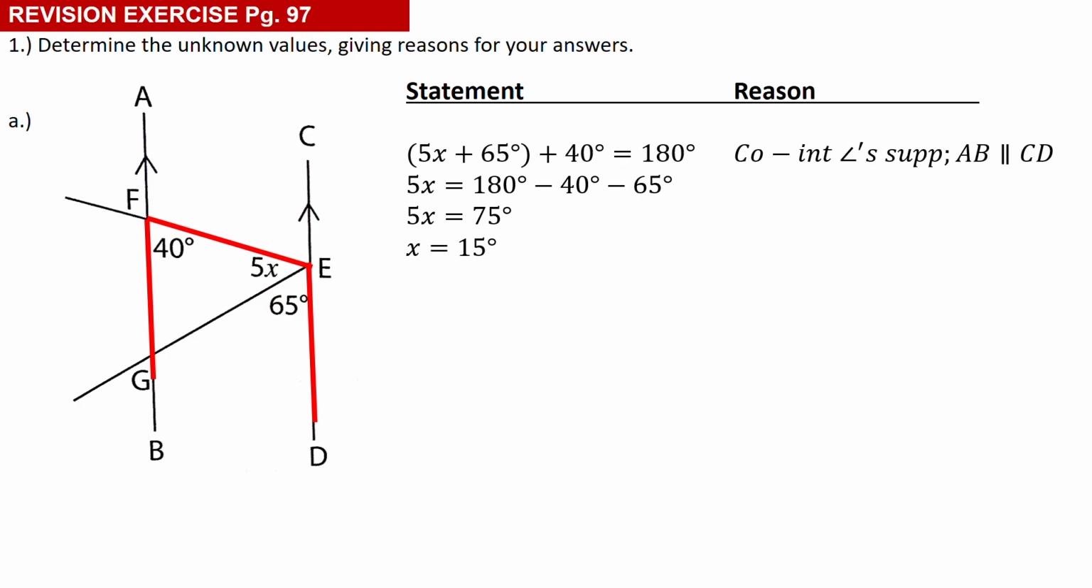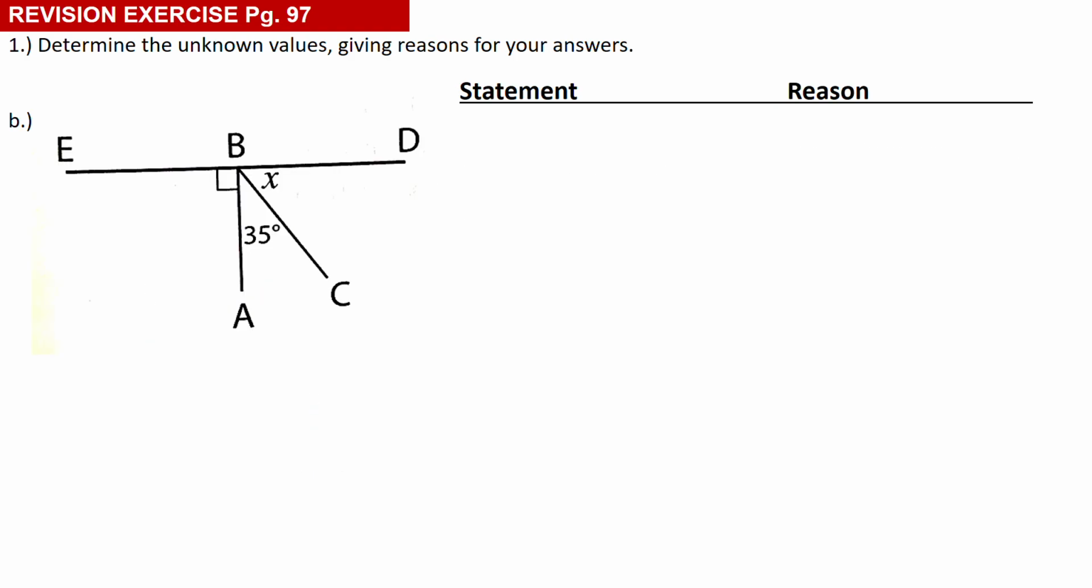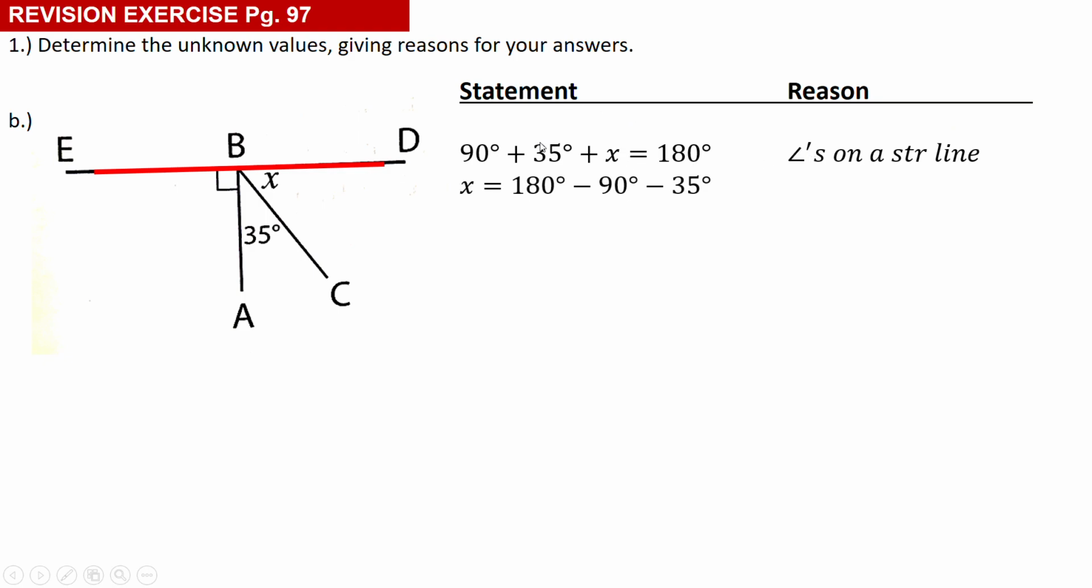Okay, let's go on to B. Alright, B looks like this. Again, you were trying to work out what x is. They don't give you that. That's your unknown. That's equal to 35. And I know a box means it's 90 degrees. So if I'm working with angles on a straight line, I know that if I add all of those, which is what I've done here, they equal 180 degrees because of the reason angles on a straight line. Okay, so I'm going to say x is equal to 180 minus 90 minus 35. And you're going to find x is equal to 55 degrees.